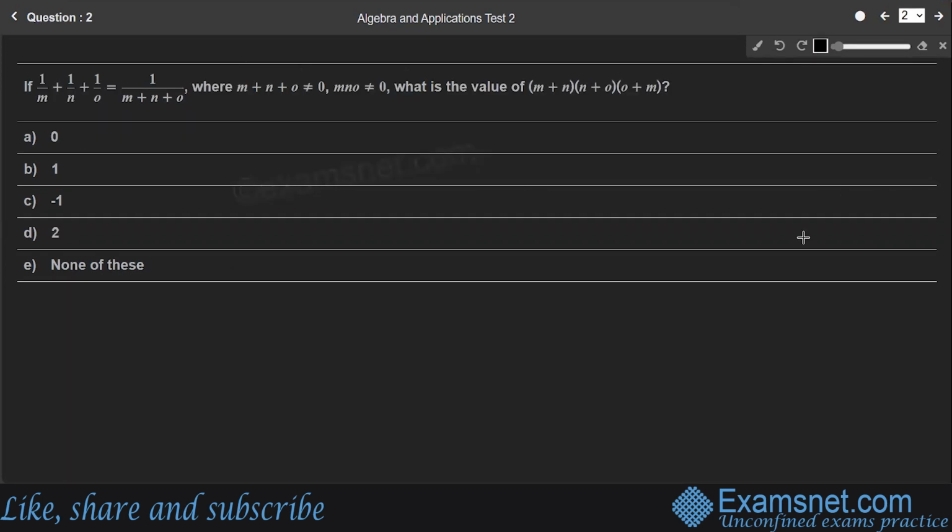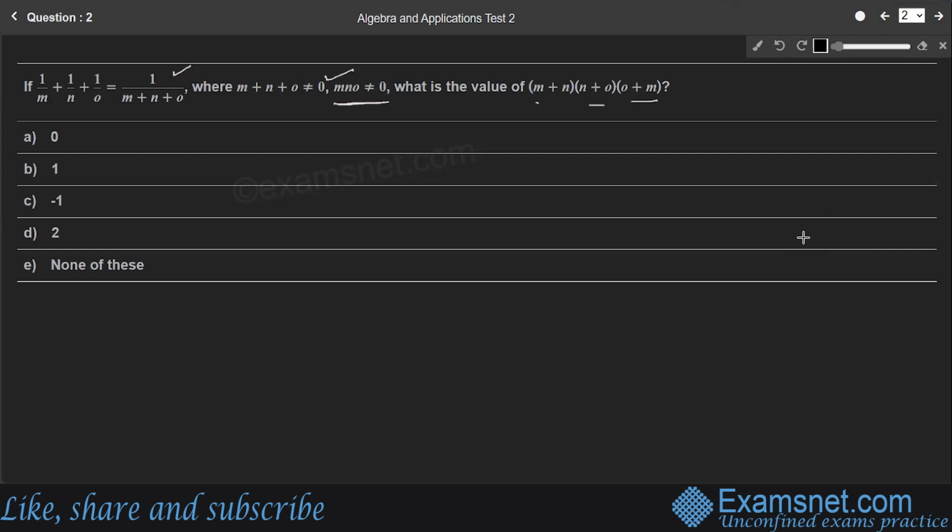Question number 2. If 1 by m plus 1 by n plus 1 by o is equal to 1 by m plus n plus o, where m plus n plus o is not equal to 0, and the product of m and o is also not equal to 0, what's the value of m plus n into n plus o into o plus m, right?